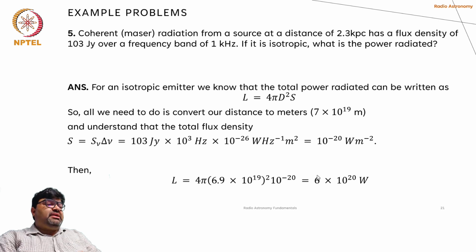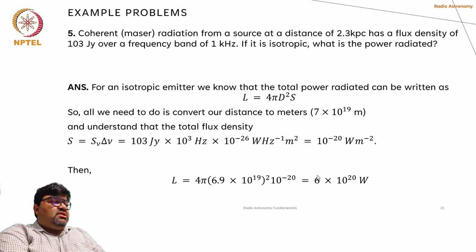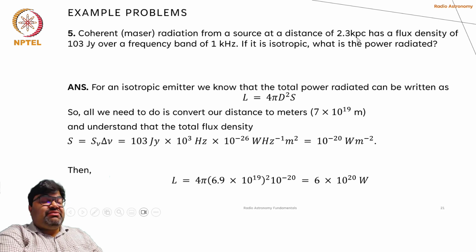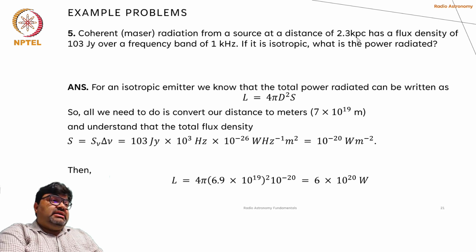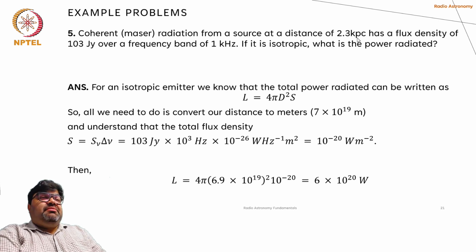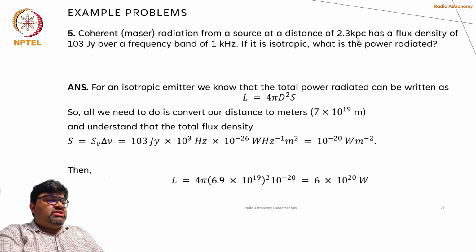So for an isotropic emitter, we know that the L, the luminosity, is dependent on the flux density by 4 pi d square. So here the distance is given as 2.3 kiloparsec. 1 kiloparsec is 10 to the power 3 parsec, and 1 parsec is 3.09 10 to the power 16 meters. So if you put everything in there, the distance comes out to be 7 into 10 to the power 19 meter.